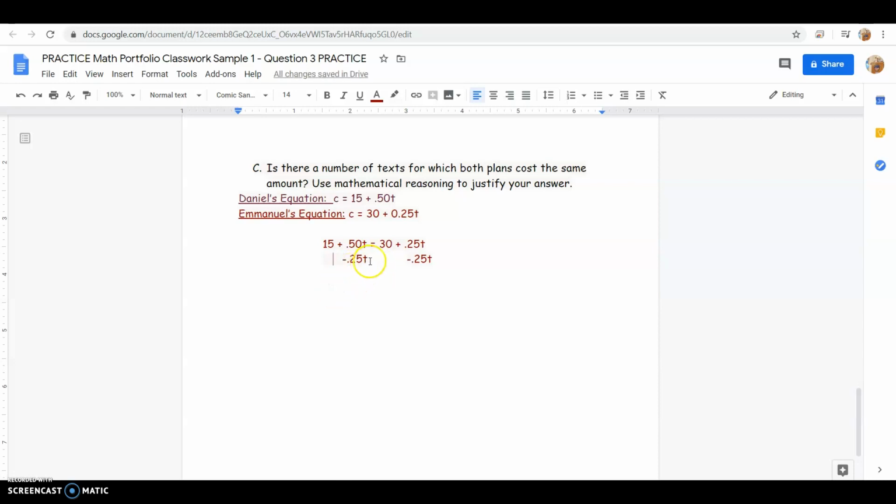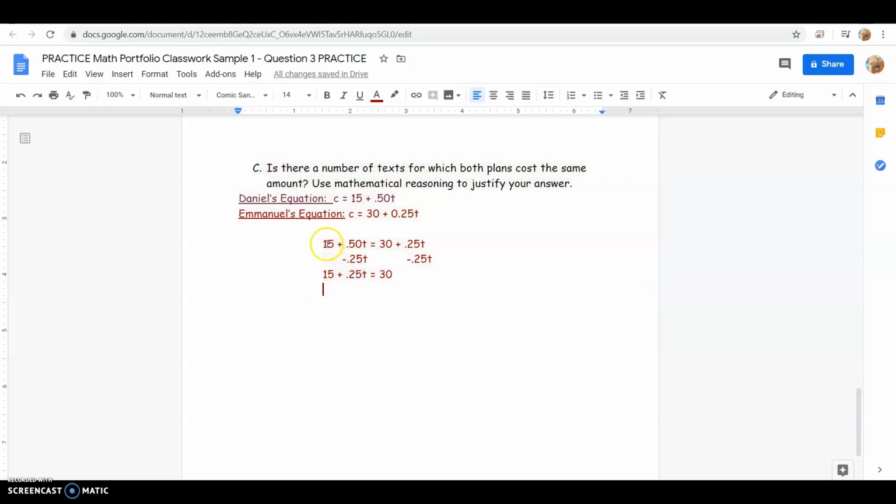Now, solve it. 15 drops down, plus 0.50 minus 0.25 is 0.25t, equals 30 drops down, and 0.25 minus 0.25 is 0, so nothing needs to be put here. Now, next step, we need to isolate the variable still. So we need to get rid of both 15 and 0.25. So you know you can't get rid of this 0.25 yet. It's attached to t. That's the last step.